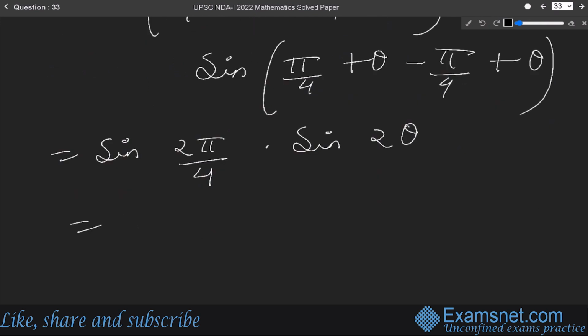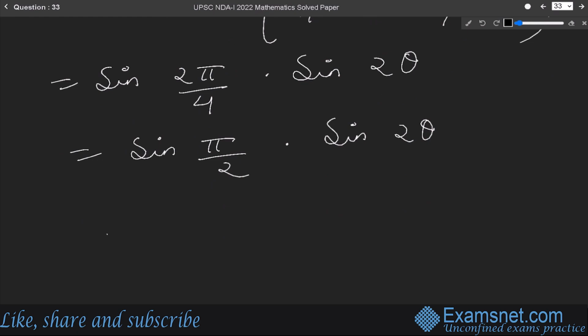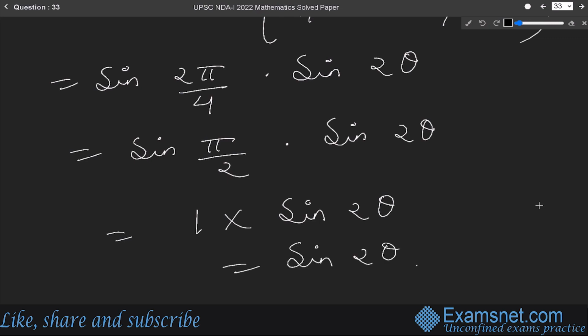Now sine 2 pi by 4 will be equal to sine pi by 2 into sine 2 theta. We know the value of sine pi by 2. Sine pi by 2 is 1. Therefore 1 into sine 2 theta is equal to sine 2 theta. So this is the correct answer for this question.